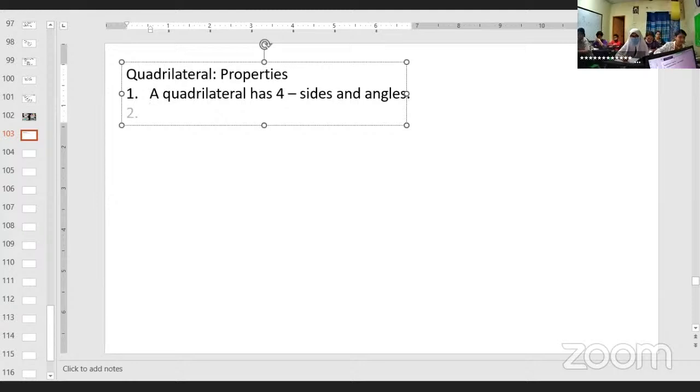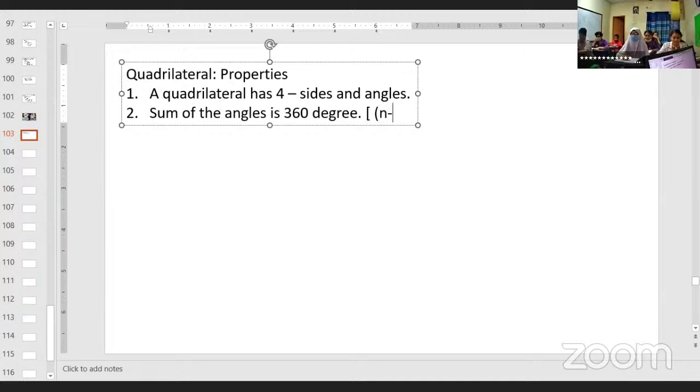What's the sum of the angles? It is 360 degrees, right? Okay, but how can you find out actually that? What's the formula for any polygon? For any polygon, if you want to find out the sum of the angles, what's the formula? Right now, n minus 2 multiplied by 180 degrees, right?